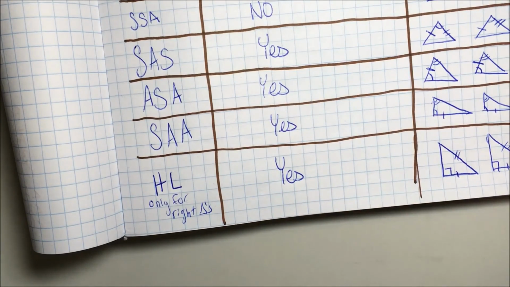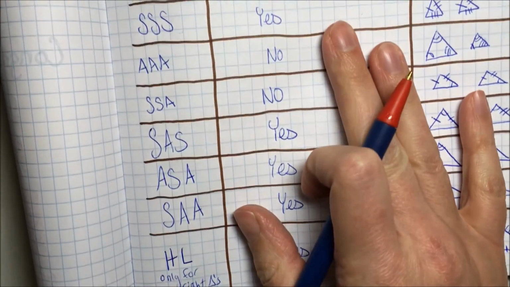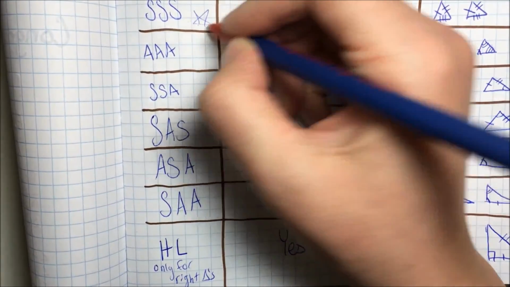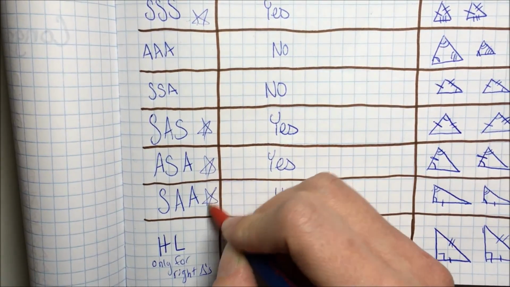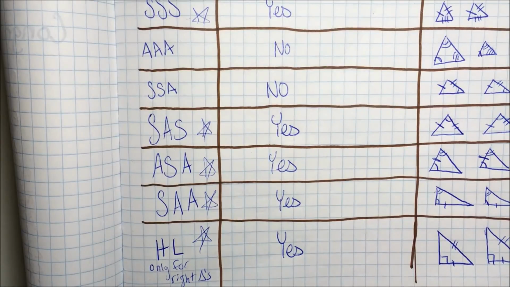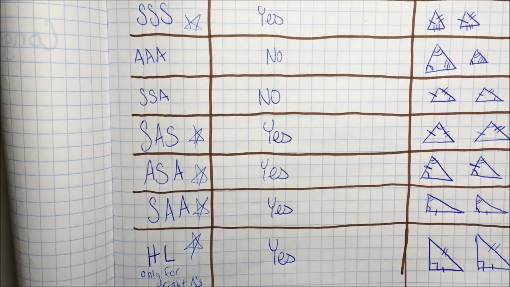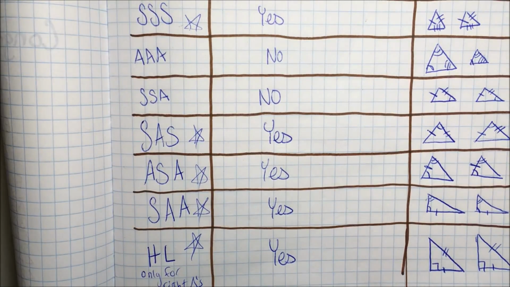So our congruence criteria that work to prove triangles congruent are side, side, side; side, angle, side; angle, side, angle; side, angle, angle; and hypotenuse leg. Okay? These congruence criteria are the minimum amount of information we need to show that two triangles are congruent.